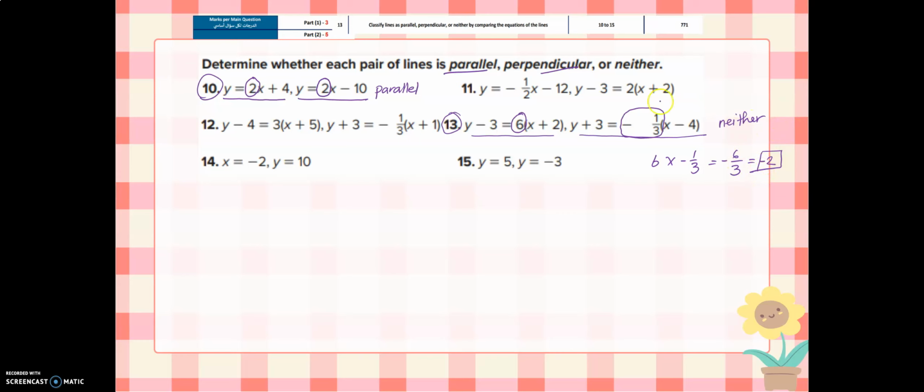Okay, so I want you all to look at the same example, and I already shared with you the step-by-step solutions on how you are going to determine whether the pairs of lines are parallel, perpendicular, or neither. Please refer to that and try the rest of the questions.